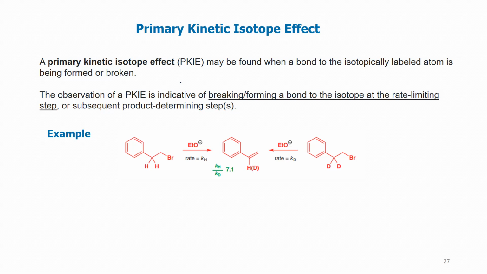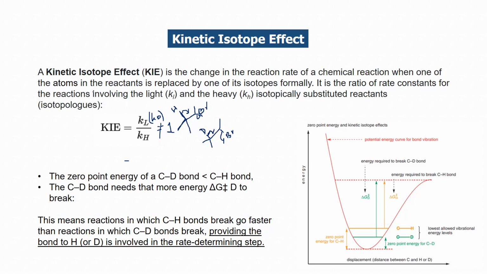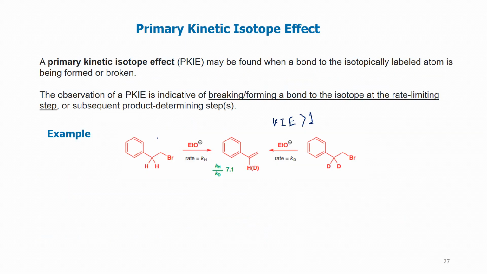So what is the primary kinetic isotope effect? If the kinetic isotope effect value is greater than 1, then that is called the primary kinetic isotope effect. What does it mean? The kinetic isotope effect is equal to kH by kD.